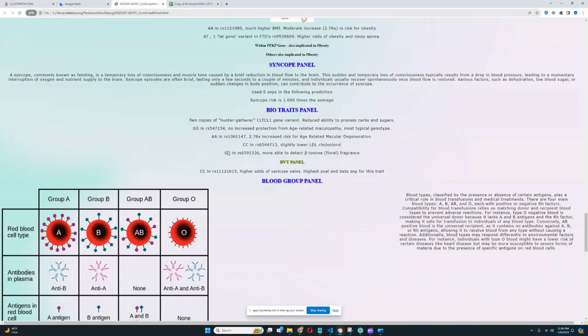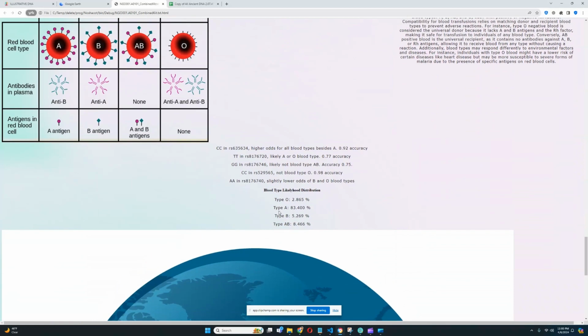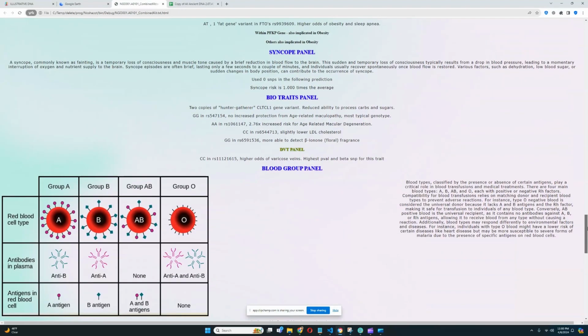It looks like he's also more likely to be able to detect floral fragrance, definitely very interesting. And for the blood type, it looks like his blood type is type A. Wow, that's cool. So his blood type is type A. That's kind of uncommon. You don't typically see type A blood type. Wow, that's pretty cool. Okay, so that's what we know about this sample.